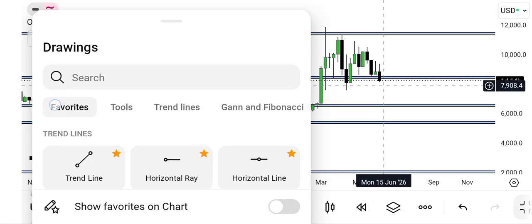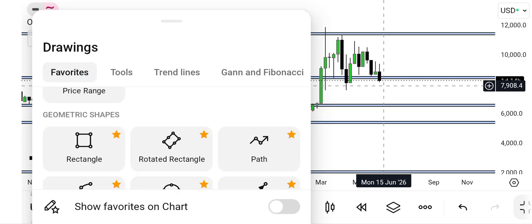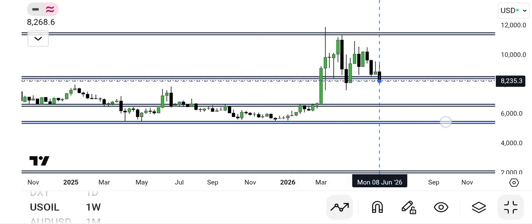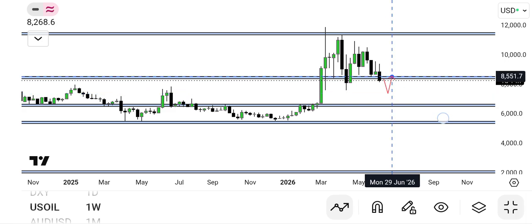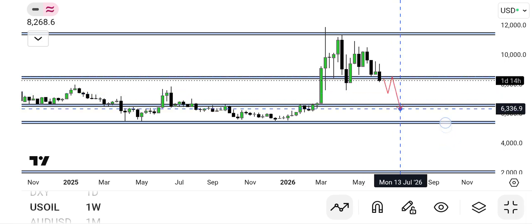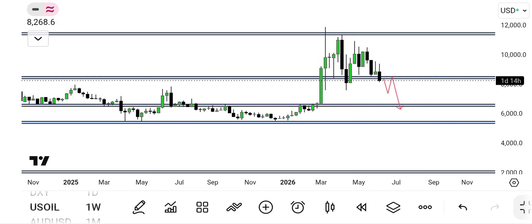Am I making sense? If this neckline is broken, we'll be expecting a retest, then a continuation. That's when we'll know that the market is completely bearish. Am I making sense?